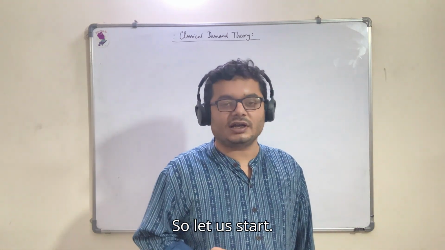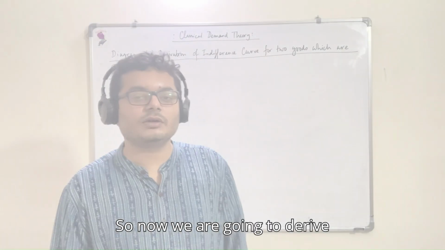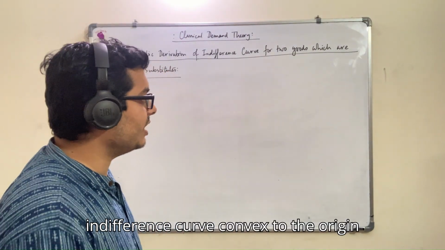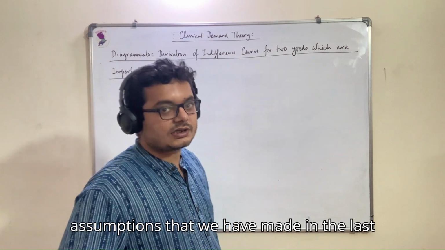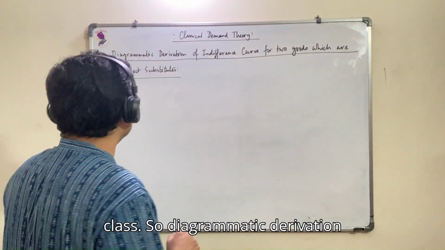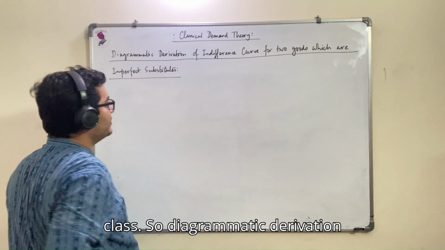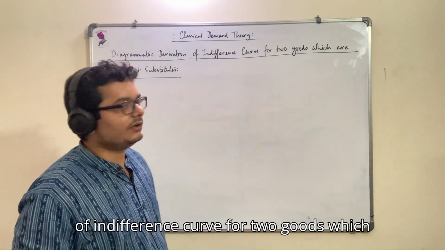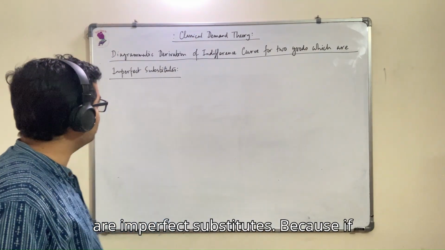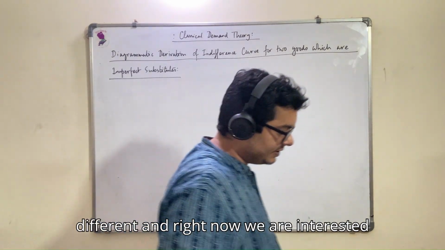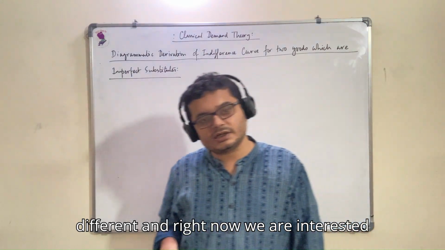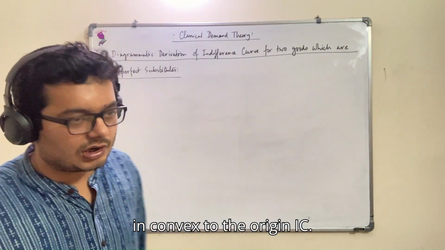Okay. So let's start. Now we are going to derive the indifference curve convex to the origin with the help of the axioms and assumptions that we have made in the last class. So, diagrammatic derivation of the indifference curve for two goods which are imperfect substitutes, because if there is something else then ICs will be different, and right now we are interested in the convex to the origin IC.